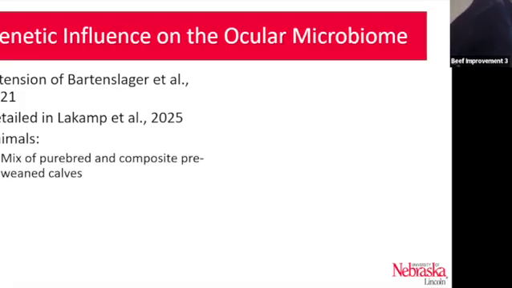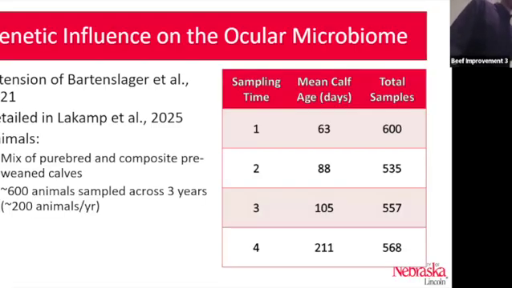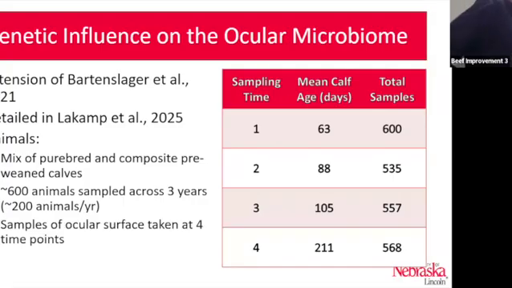Okay, so the animals in question. These are UNL animals. They are a mix of purebred and composite pre-weaned calves. There are about 600 animals sampled across 3 years, which works out to about 200 animals a year. These animals get sampled at 4 time points. Time point 1 is when they're about 63 days of age, a few weeks later at time point 2 when they're about 88 days of age, a couple of weeks later at time point 3 when they're 105 days of age, and then several months later, time point 4, which is about weaning time.